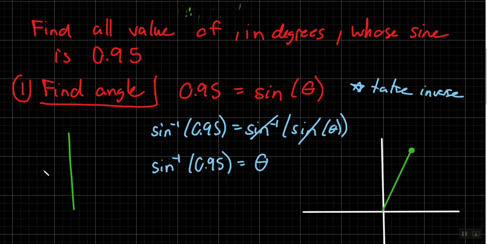Okay, remember our lovely acronym for when to tell things are positive or negative? What is it? Okay, all students take calculus. So we're in quadrant 1. Where else is sine positive? A is for all positive. S is for sine is positive. T is for tangent's positive. C is for cosine's positive. So where else?